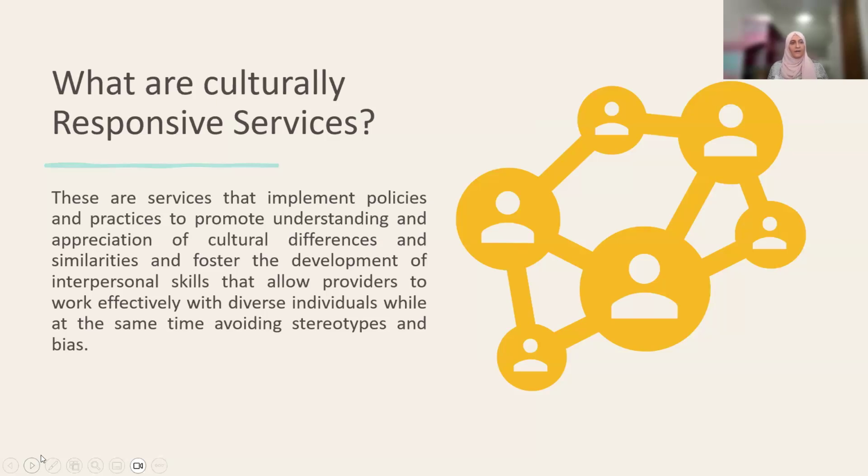Culturally responsive services are services that implement policies and practices to promote understanding and appreciation of cultural differences and similarities, and foster the development of interpersonal skills that allow providers to work effectively with diverse individuals while at the same time avoiding stereotypes and bias.